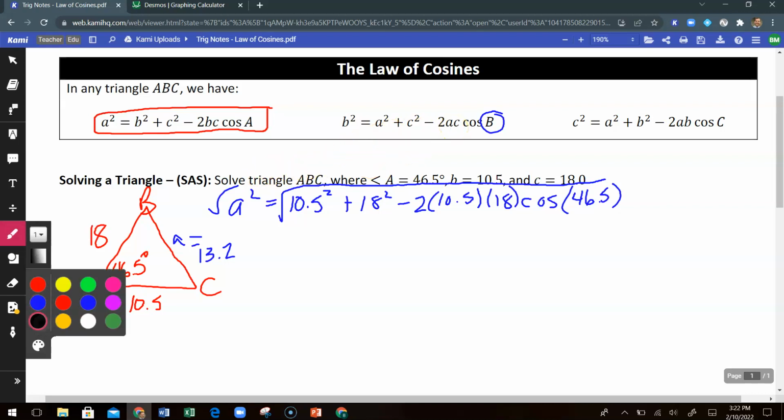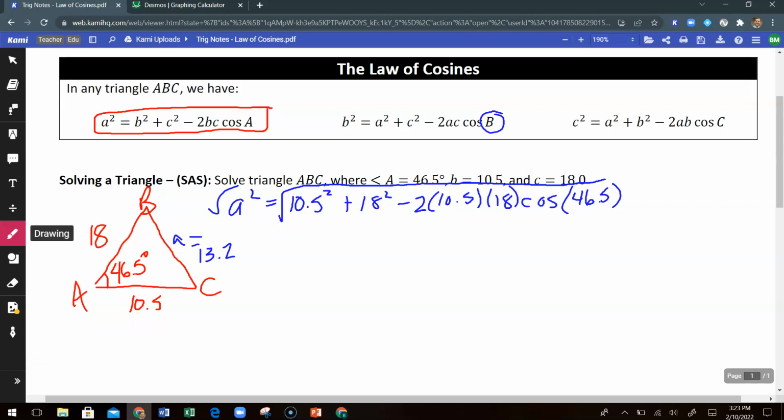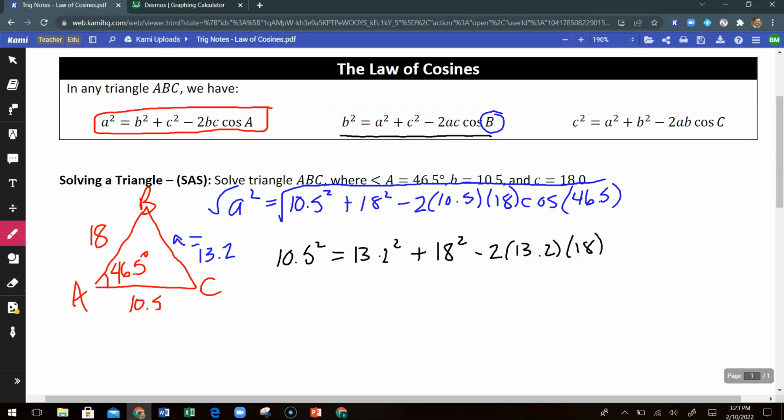So I'm going to attempt to solve for angle B, which means I'm going to write my formula where the side length B is by itself. So I'm going to do 10.5 squared equals side length A squared plus side length C squared minus 2 times side length A times side length C times the cosine of B. Now I have to solve for this angle, which means there's a lot of stuff that I've got to do here to get that by itself.